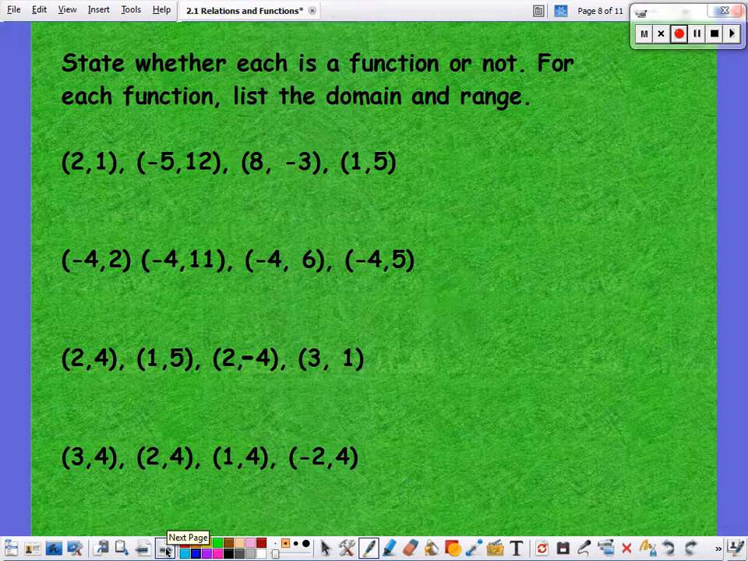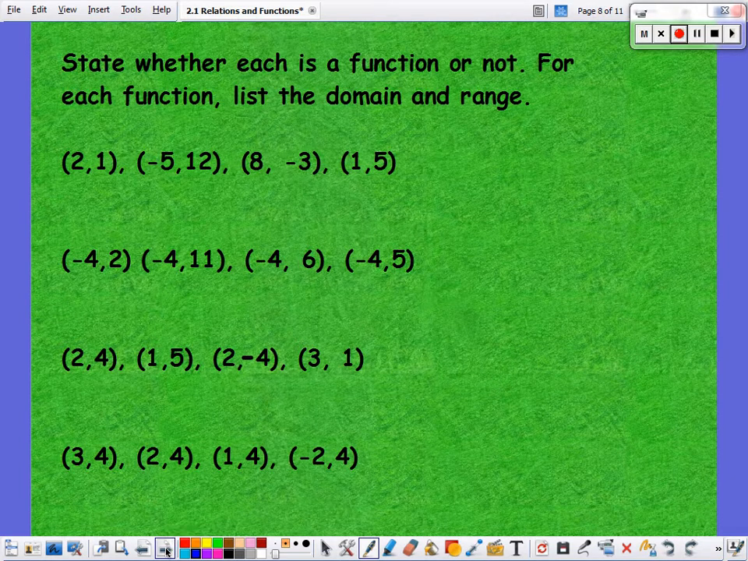Let's go ahead and take a look at some examples really quickly, and we'll work through these fairly quick, so you can rewind if you need to. It says state whether each is a function or not, and then for each function list the domain and range. So first off, is this a function? Well, do any of the x's cheat? No. Okay, so what's the domain? The domain in this case is going to be 2, -5, 8, and 1. Those are my x values.